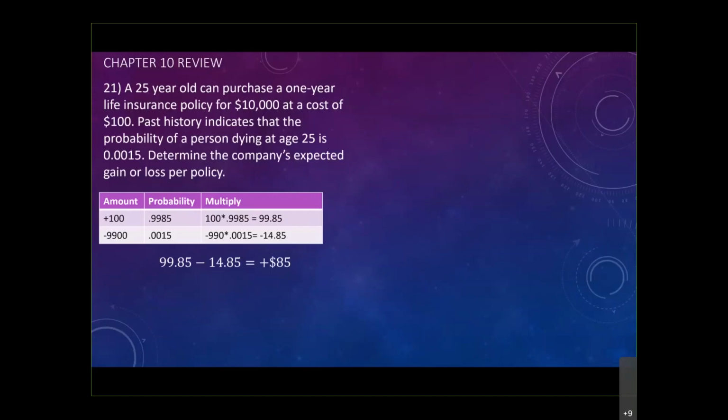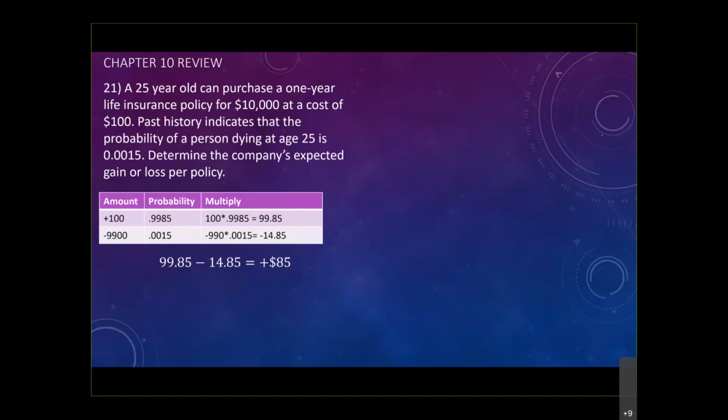If the years go by and you survive to 26, they get that $100, right? If somebody dies at the age of 25, they pay out, but again, they already took 100, so they only pay out 9,900. So this is how we did it, and this is how I want to connect with the expected value item.